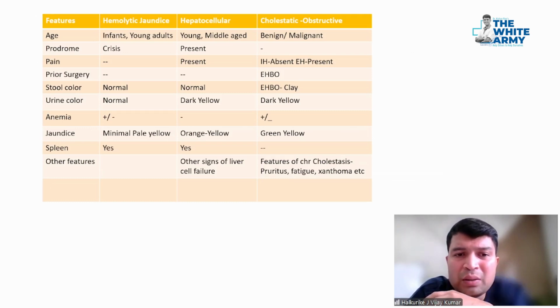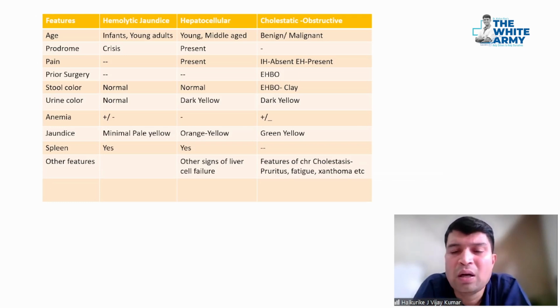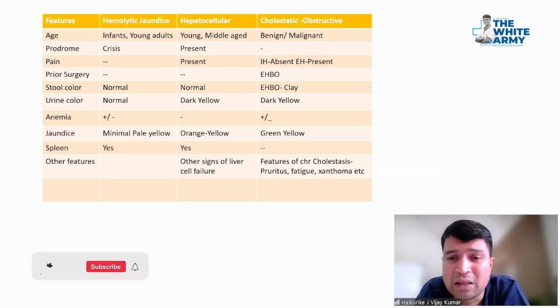Stool color is often normal in hemolytic jaundice. In hepatocellular jaundice also it is normal. Only in obstructive jaundice do we see clay-colored stools, because of absence of bile in the small intestine. Urine color is normal in hemolytic jaundice. It is very, very important to note down. Urine color in hepatocellular jaundice is dark yellow, and again it is dark yellow in obstructive jaundice. Anemia may be a feature of hemolytic jaundice. In hepatocellular jaundice, we may not see any anemia features. In obstructive jaundice, we may see anemia because of malignancy, tumor necrosis, bleeding, and other things.